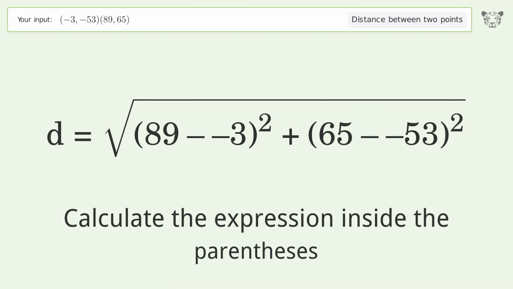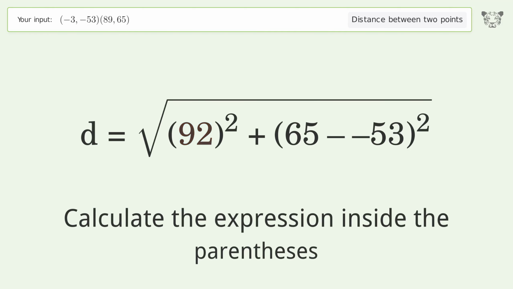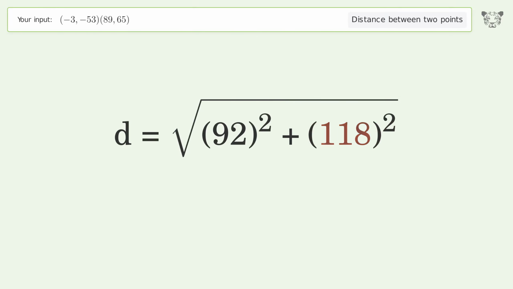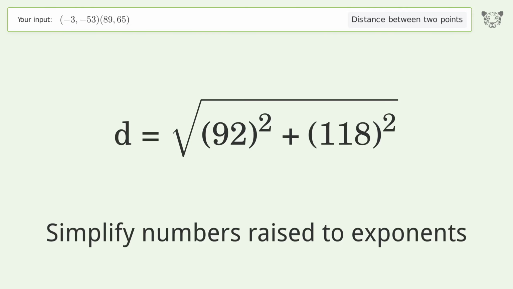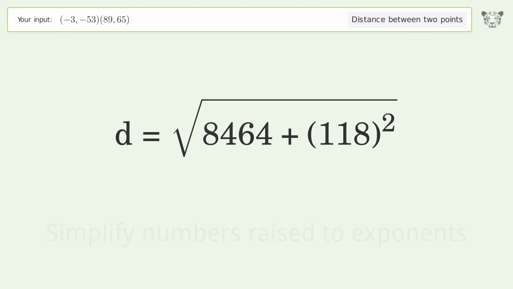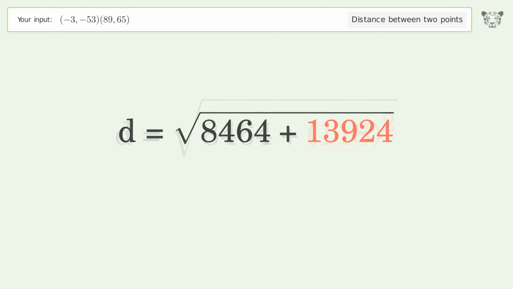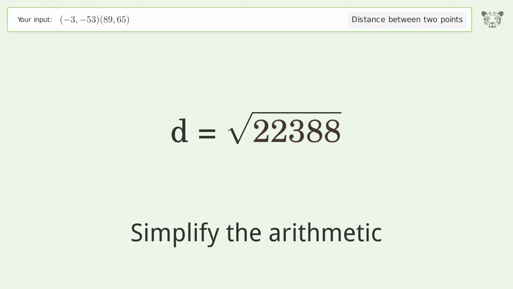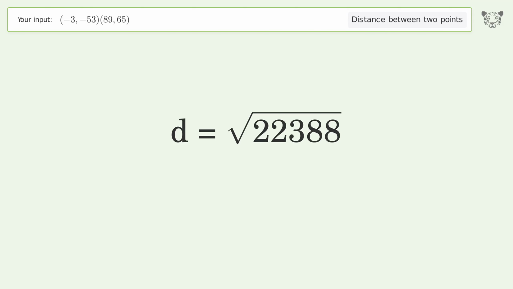Calculate the expression inside the parentheses. Simplify numbers raised to exponents. Simplify the arithmetic. And so the distance between the 2 points is the square root of 22,388, or 149.626.